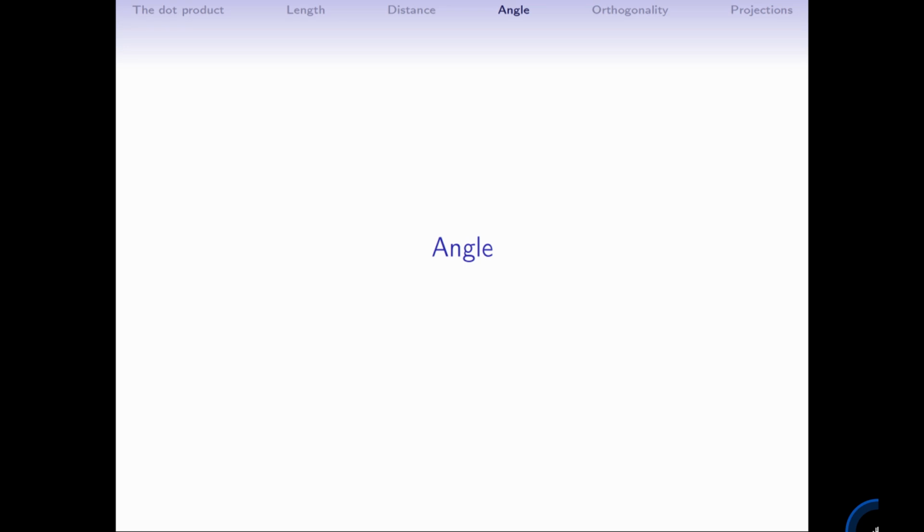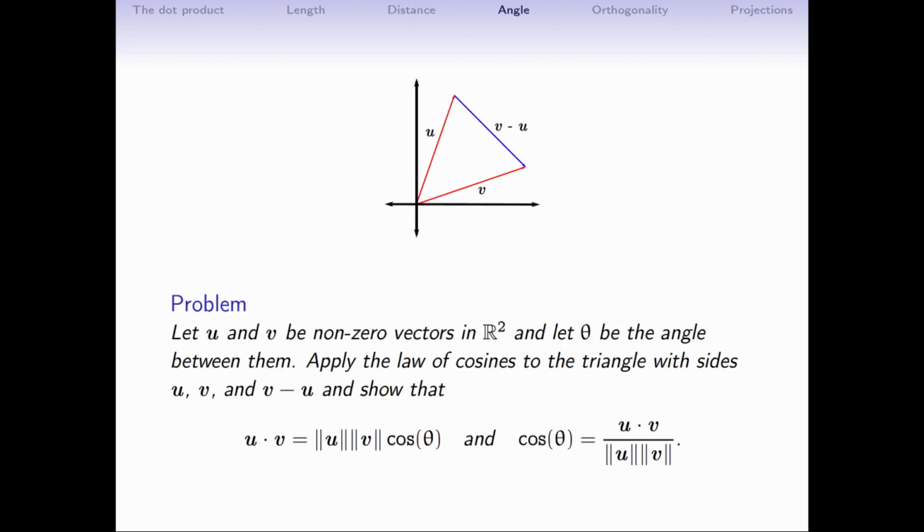A good way to get started thinking about angle is to think about the following scenario. Imagine that you've got a pair of vectors in the plane, u and v, and let's think about the included angle. Let's call that angle theta. We want to know how to calculate the value of this angle theta, and a good way to get started on that is to think about the triangle that's implied by u and v. So let's consider the triangle with sides u and v minus u. We can apply the law of cosines to this triangle and work out this angle theta.